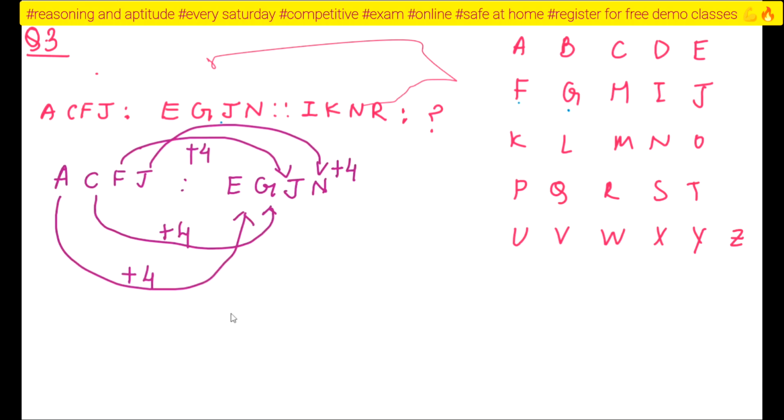So I can write it more easily, right? I, K, N, R is to what it will be? I: 1, 2, 3, 4, it will be M. K: 1, 2, 3, 4, O. N: 1, 2, 3, 4, R. R: 1, 2, 3, 4, it was V. So M, O, R, V.